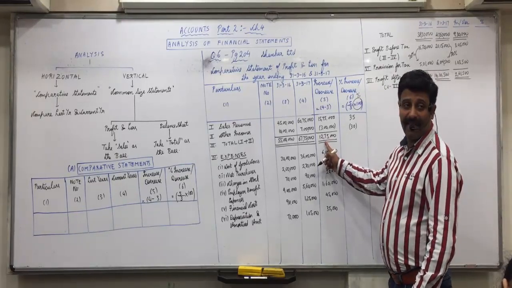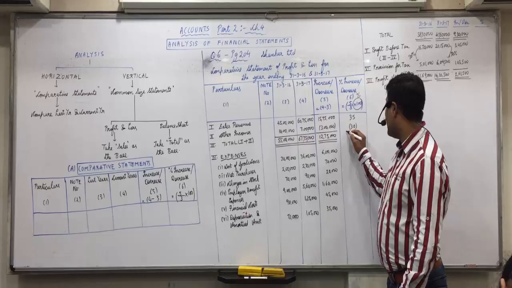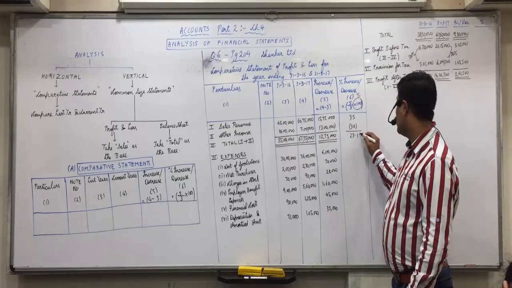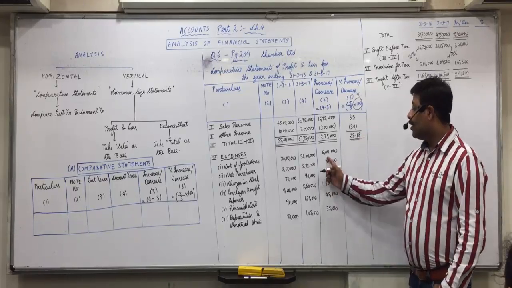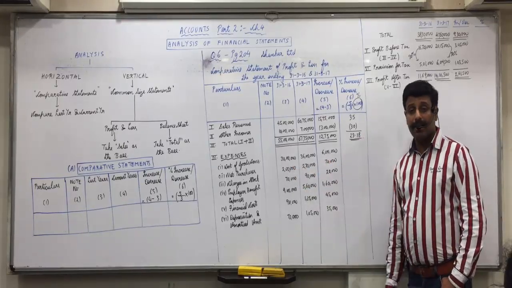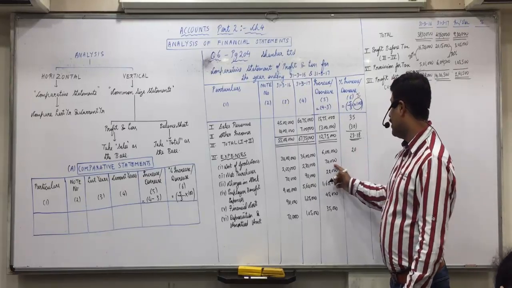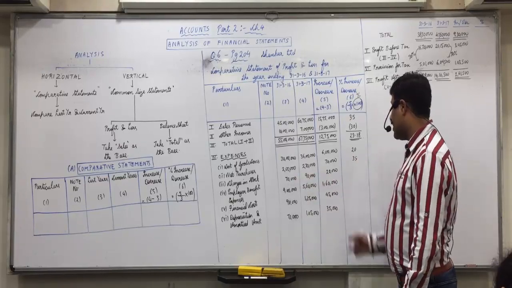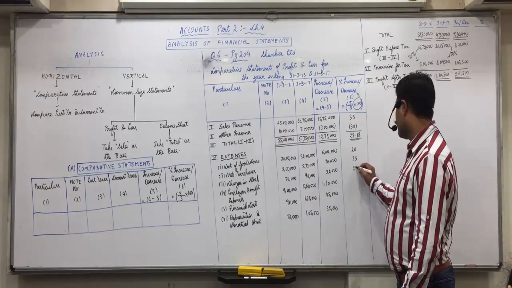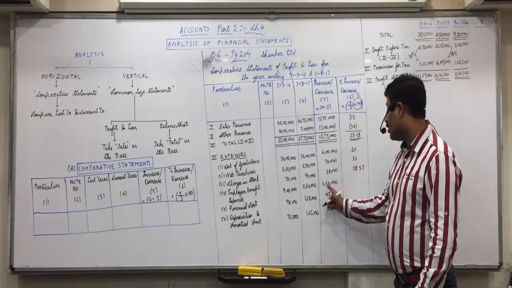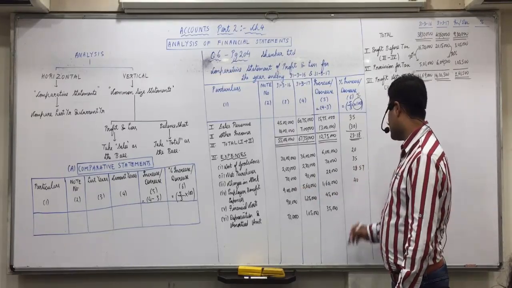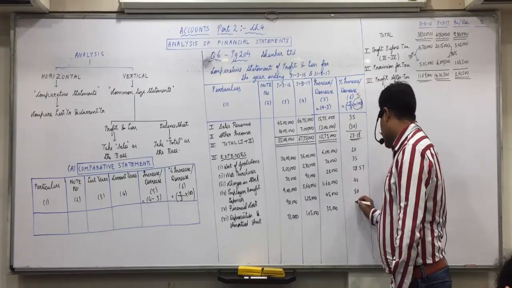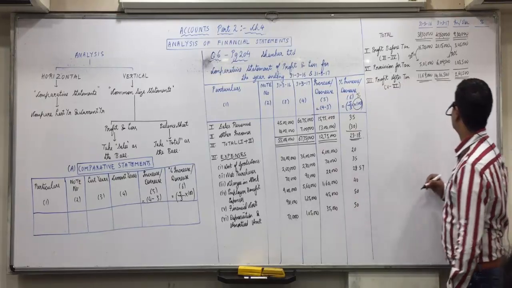Do 12,75,000 divide by 55 lakhs percentage, 23.18. Do 6 lakhs divide by 30 lakhs percentage, 20. 70,000 divide by 2 lakhs percentage, 35. 20,000 divide by 70,000 percentage, 28.57. 1,60,000 upon 4 lakhs percentage, 40. 45,000 divided by 90,000 percentage, 50. 35,000 divided by 70,000 percentage, 50.